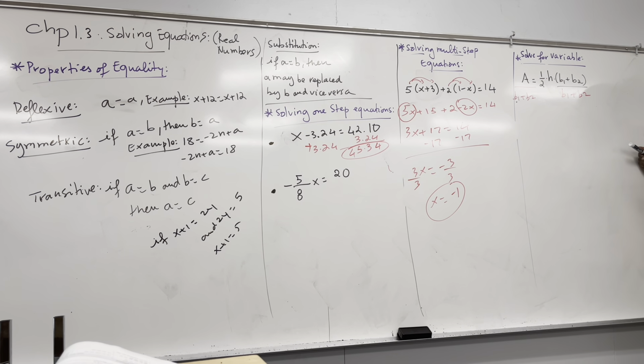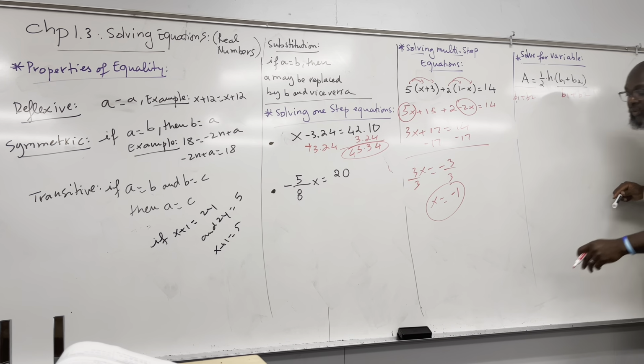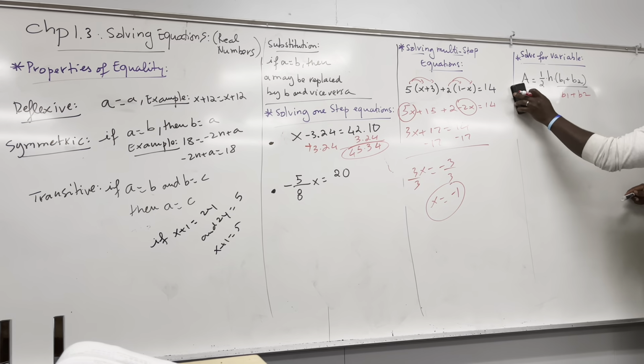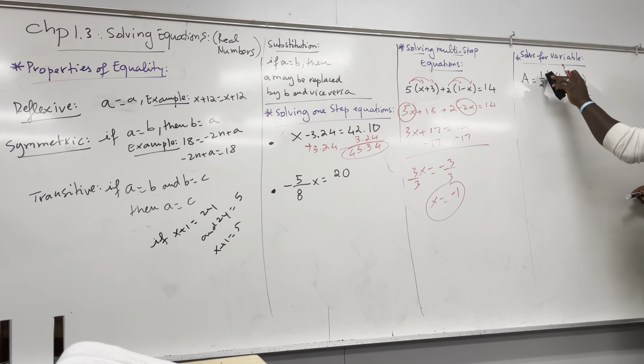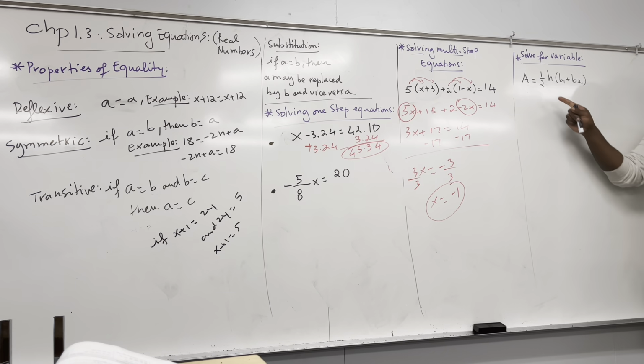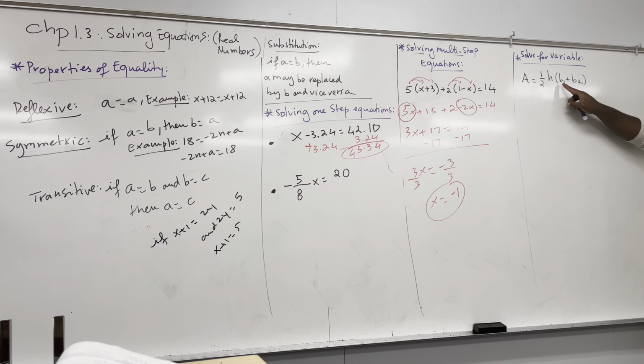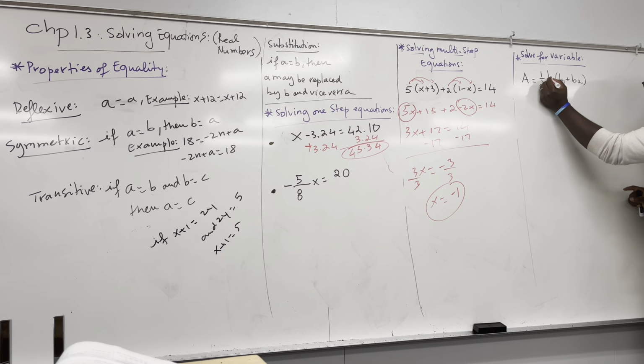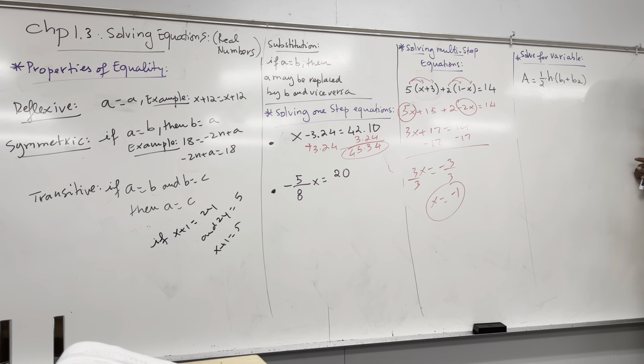That makes sense? Yes? No? We'll go over it again. Wait, is that b sub 1 and b sub 2? Yeah, that's b sub 1 and b sub 2. So basically, this is 1/2 h times b1 plus b2. I don't have anything in between these numbers, right? So that implies a multiplication. So this is 1/2 times h times b1 plus b2. So I want to solve for h, right?